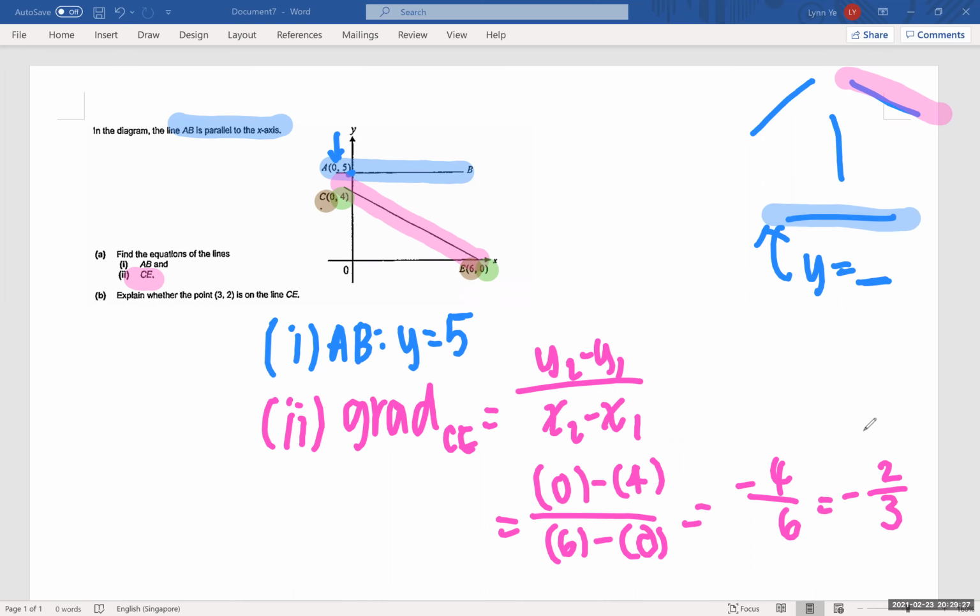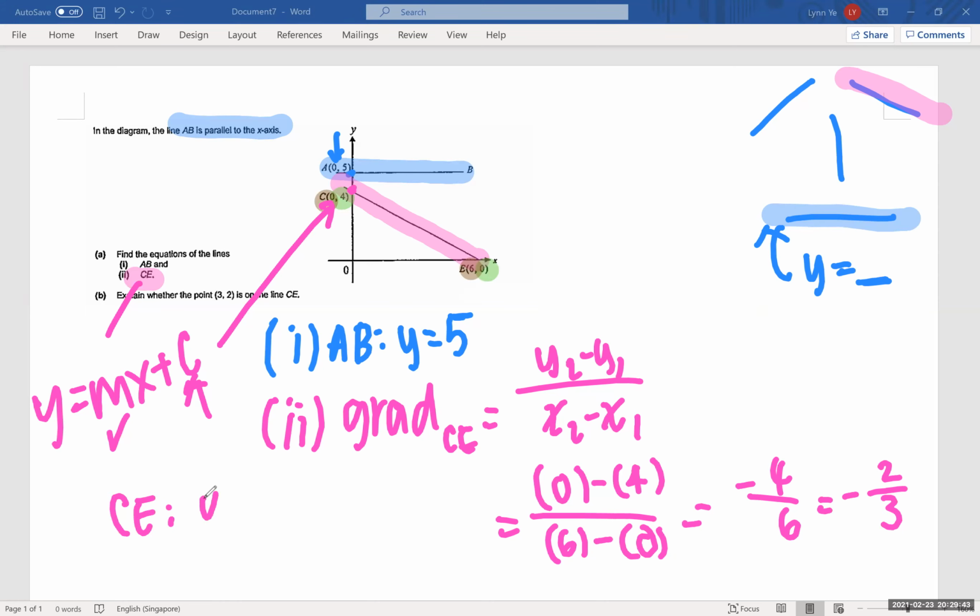Okay, so next, because in the equation, you always need y equal to mx plus c. I already found my gradient. My gradient is minus 2/3. And next, I need to find my c. So if I look at my c, it's actually the y-intercept, which is 4. So therefore, I can say that my equation of CE is just y is equal to minus 2/3 x plus 4. Done, the end.